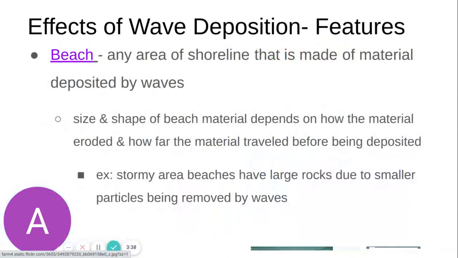Okay, so wave deposition. Features that are formed are beaches. So this is any area of shoreline that is made of material deposited by waves. So we talked about there's erosion at shorelines, but there's also deposition. So sand is being brought to the coast to create these shorelines that have very fine materials such as sand. The size and shape of beach material depends on how the material eroded and how far the material traveled before being deposited. So if you have stormy areas, they're more likely to have large rocks, and then other areas are more likely to have smaller particles. That is your typical beach that you would see.